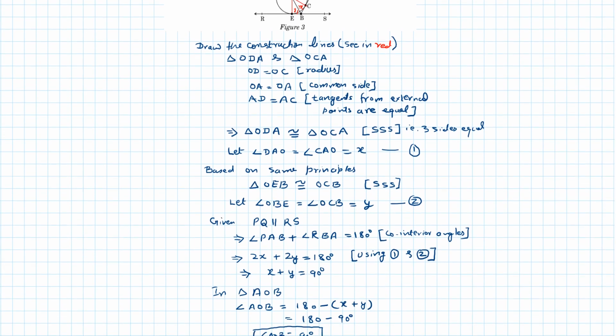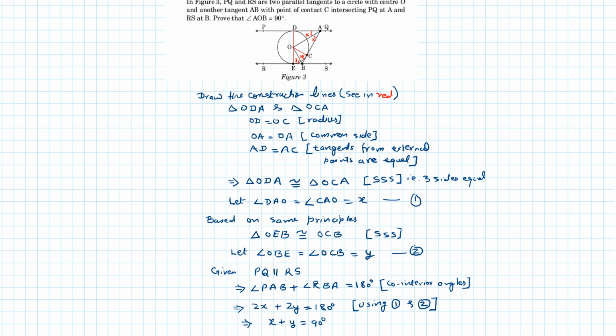That is, PAB is nothing but 2x and RBA is nothing but 2y. So 2x plus 2y is equal to 180 degrees. That means x plus y is equal to 90 degrees. You see, x plus y is basically 90 degrees. Alright.